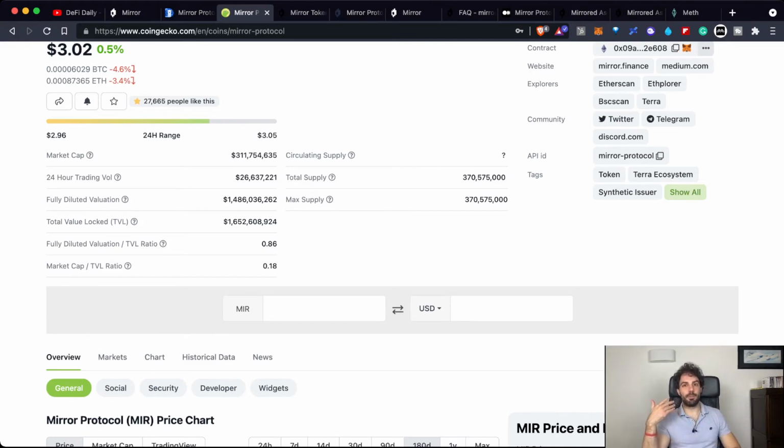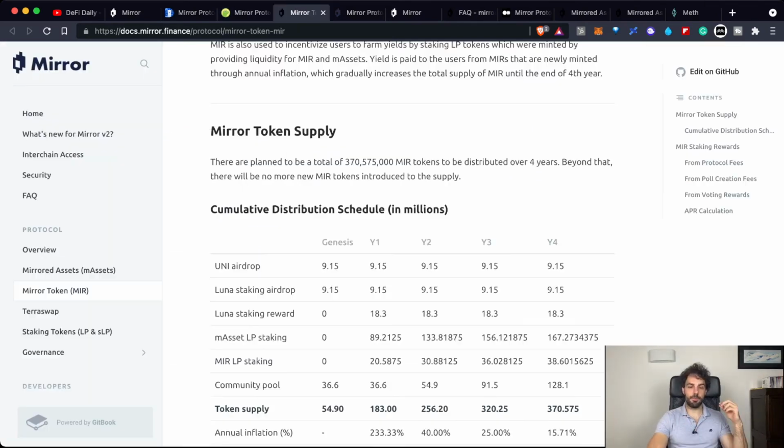There are many other platforms that are launching on Terra, and the Terra ecosystem has just been updated to Columbus 5, which is opening up a lot more opportunities for the platforms in this ecosystem.